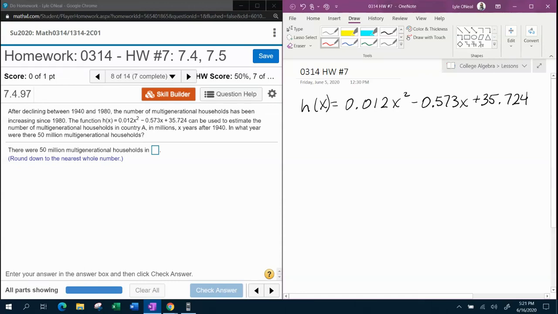All right, here we go. Question number 8 from our 0314 homework number 7 in MyLab Math. We have a bit of a word problem.